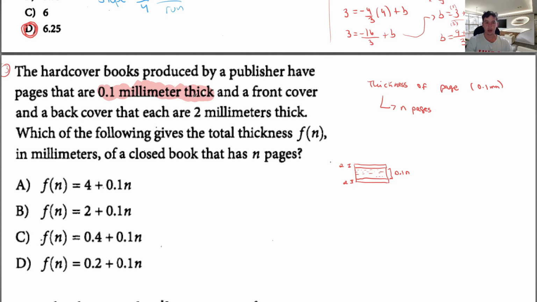That's a question where we get to read it and then find an equation. So it's analyzing the question, and then finding an equation for whatever the question has to say. The hardcover books produced by a publisher have pages that are 0.1 millimeters thick, and a front cover and back cover that each are 2 millimeters thick.